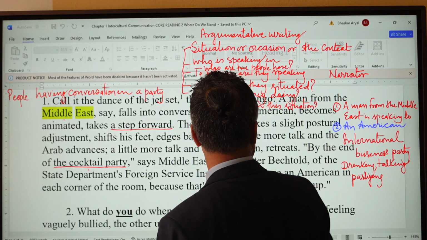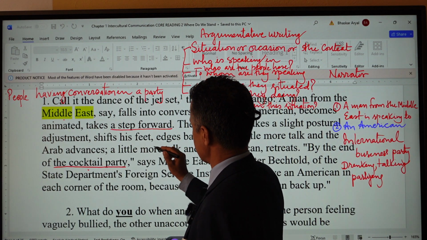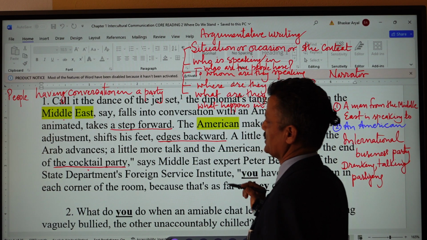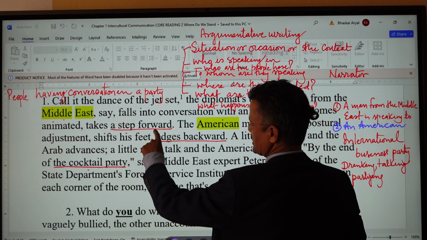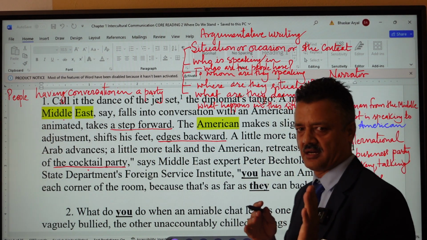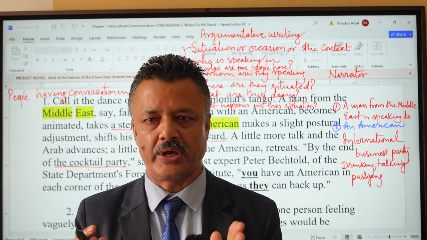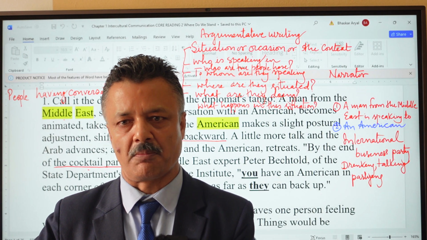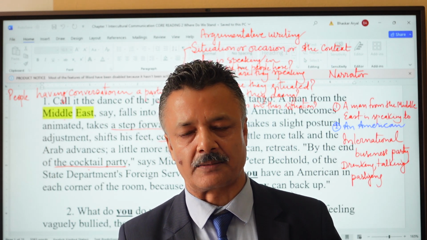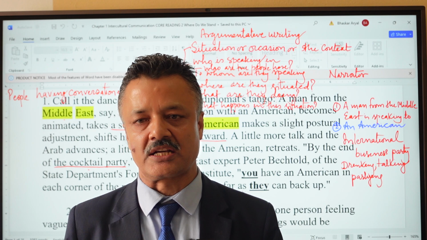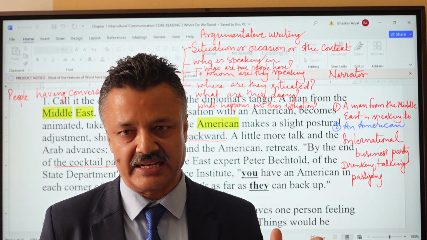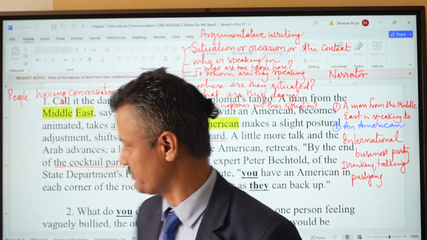What does the American do? The American shifts his feet and edges backward. The Middle Easterner steps forward and the American edges backward. See the cultural difference in the way the Middle Easterner uses public space in conversation and the American uses public space in conversation. The Middle Easterner prefers coming closer to the person he's talking to, whereas the American prefers maintaining a distance between the two people.